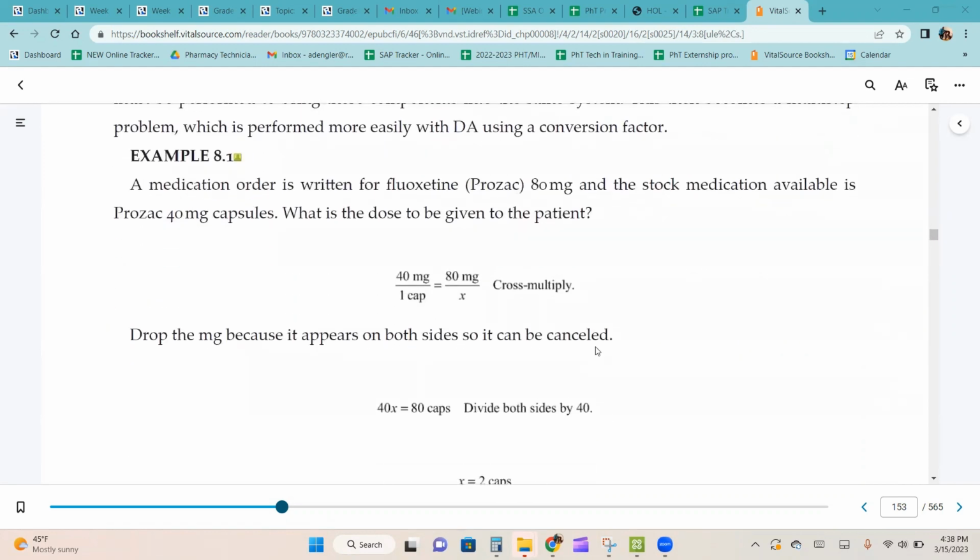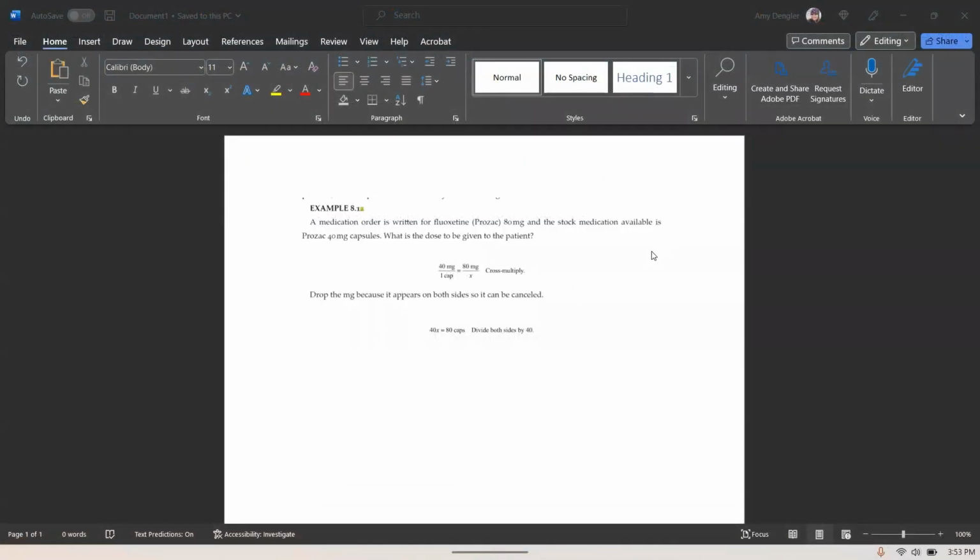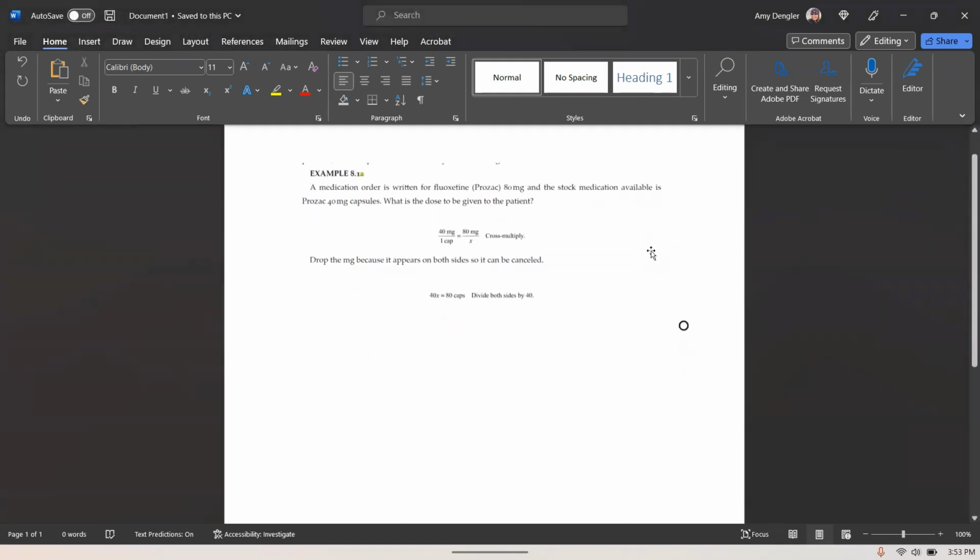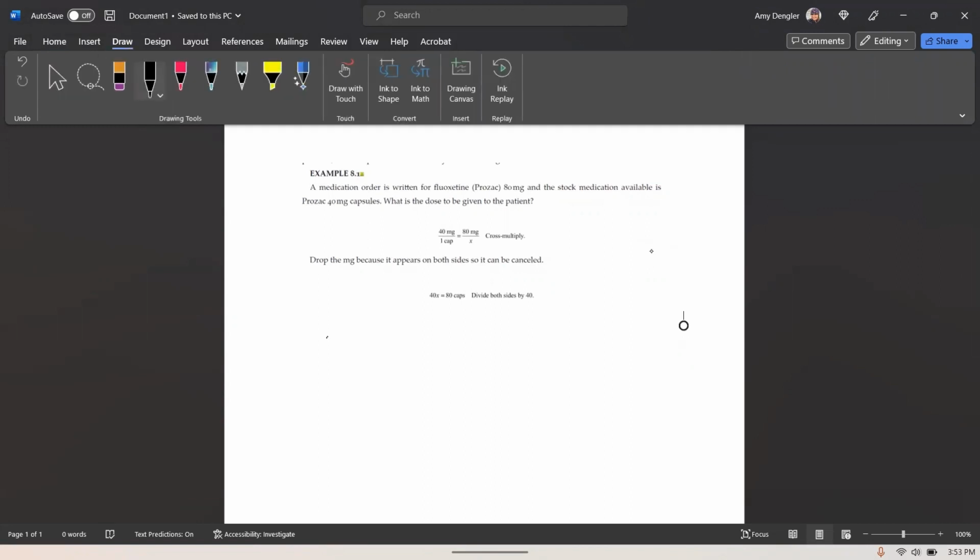All right, so we'll do example 8.1. A medication order is written for fluoxetine, which is Prozac, 80 milligrams, and the stock medication available is Prozac 40 milligram capsules. What is the dose to be given to the patient? So you can see here that they have the proportion already set up. They have the stock on one side, which is this. So 40 milligrams is one capsule of the stock.